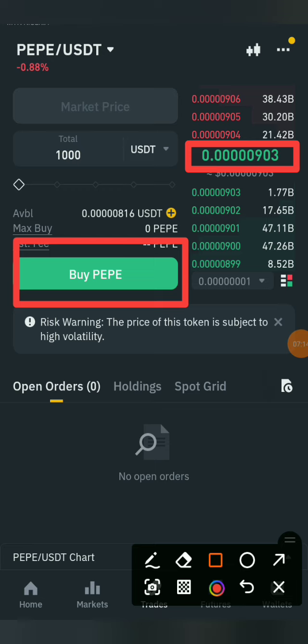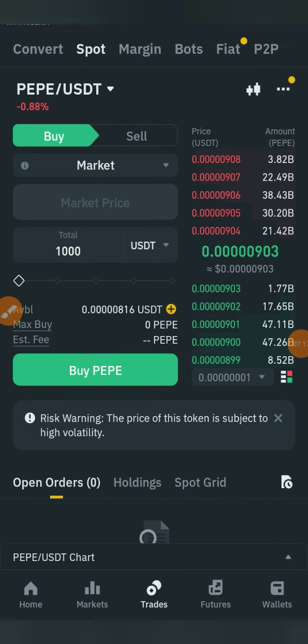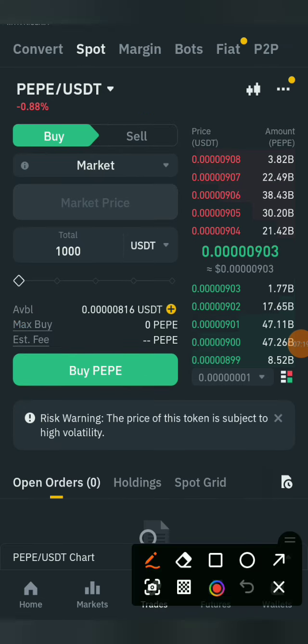This is called an order book. Okay, let me indicate it for you. This is an order book. This is the buyer section, this is the seller section, and this is the current price. All right, I think that is all about order.